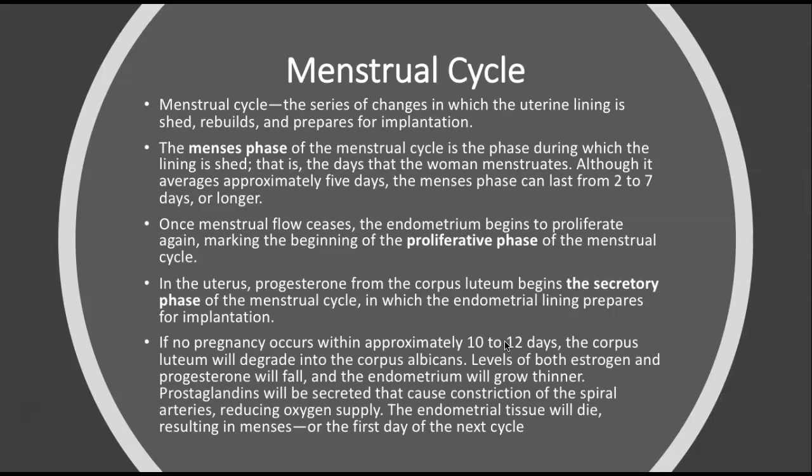If no implantation occurs within 10 to 12 days, the corpus luteum will degrade, and levels of both estrogen and progesterone will fall, the endometrium grows thinner, and all this happens. We shed again, we go through menstruation again, and we start the cycle again the next day.